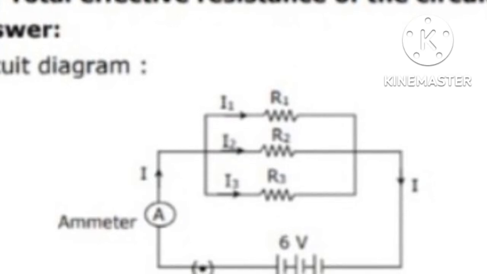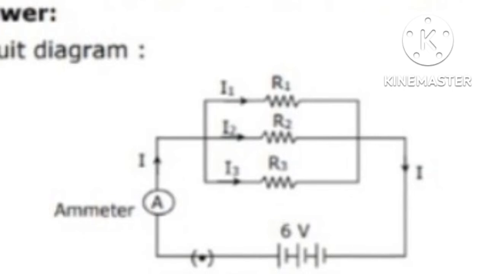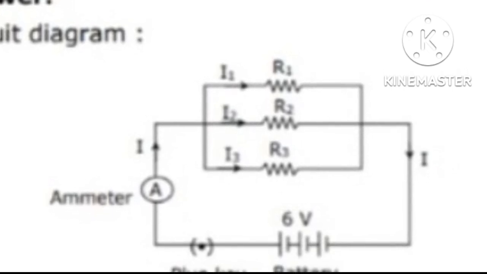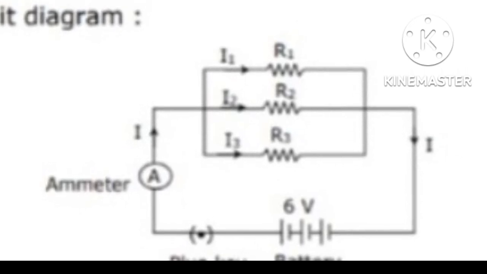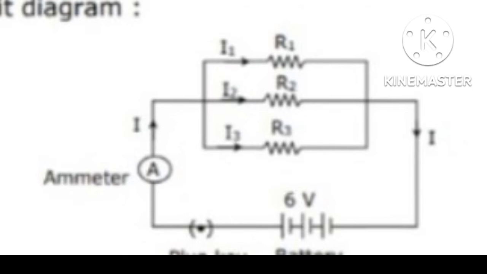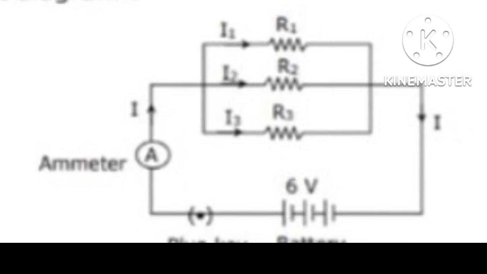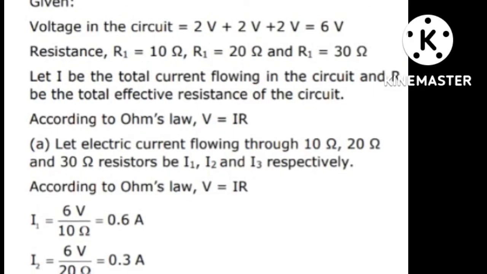Here we can see that R1, R2 and R3 are connected in parallel and the ammeter is connected to one end of the resistors, that is in series. And then from the ammeter we have connected a key that is also in series, and then we have to connect to the cell, and from the negative of the cell we are connecting to the other end of the resistor. Now we can write down the given quantities.